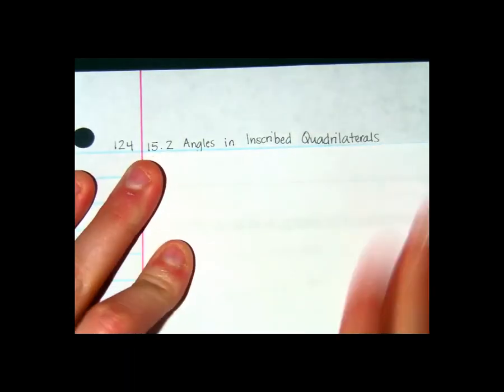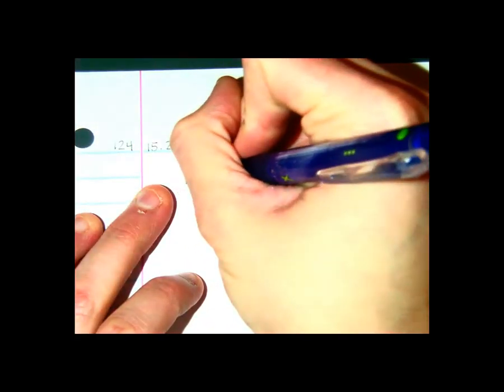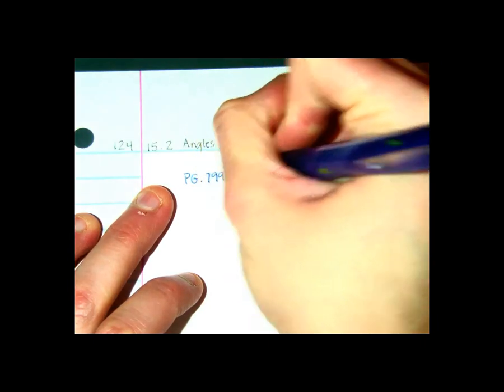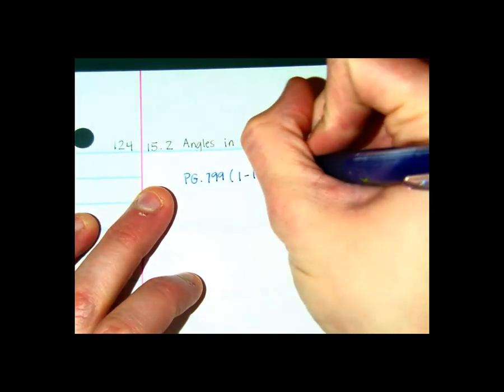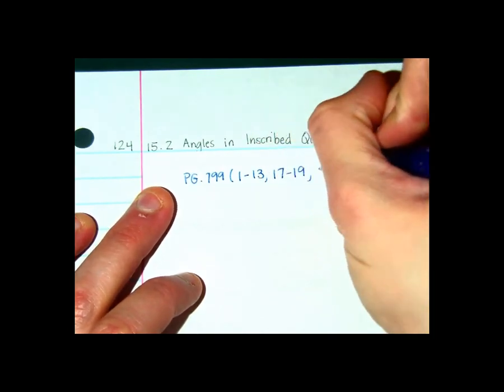And then you need to start on your assignment. Your assignment is in your book on page 799. You're doing 1 through 13, 17 through 19, and 21.